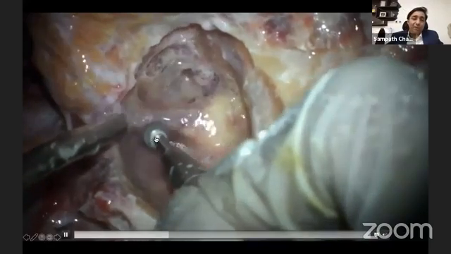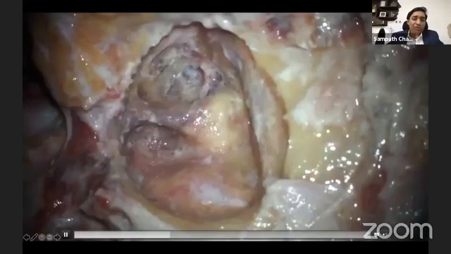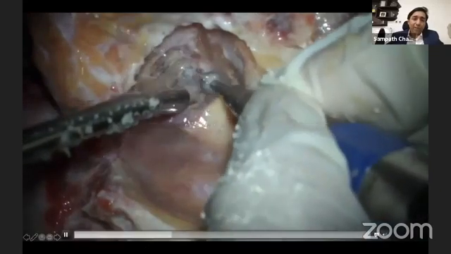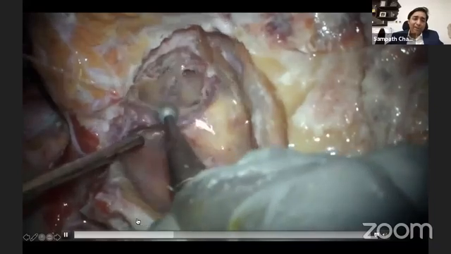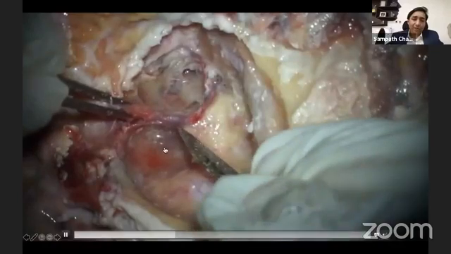I'm still using a cutting burr. I always prefer to use a cutting burr till I'm fairly close to the facial. And then I use the diamond burr. Now I'm exposing the facial nerve. You see, drilling on the nerve very gently in a normal way. You see the nerve is intact, not damaged at all by any standards.